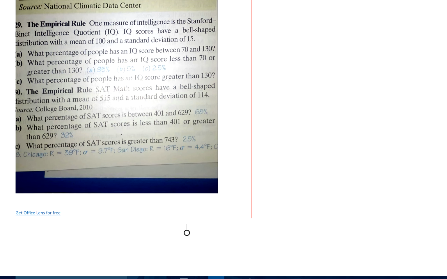Okay, empirical rule. You hear empirical rule, 68, 95, 99.7 needs to pop into your head. IQ scores have a bell-shaped distribution, mean of 100, a standard deviation of 15. This means, if it's a bell-shaped curve, 68% of the data lies within one standard deviation of the mean, 95% within 2, 99.7 within 3.